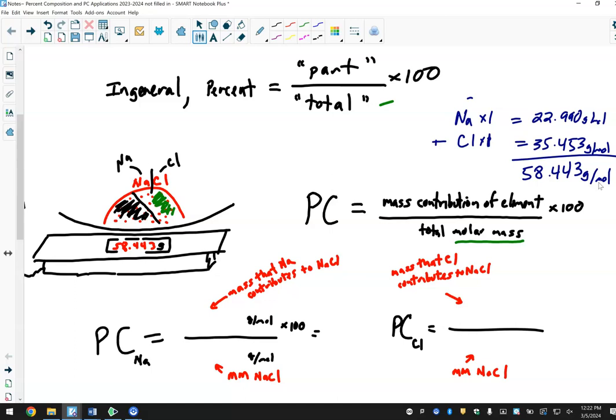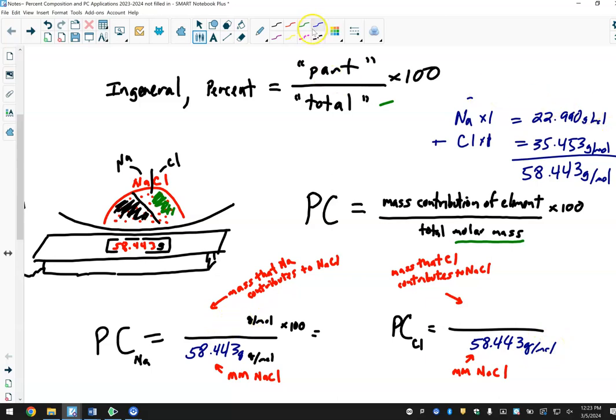58.443 would be the denominator for both of these, the percent composition of sodium or of chlorine, right? The denominator is going to be the total molar mass, 58.443 grams per mole, right? What's the numerator for sodium going to be?